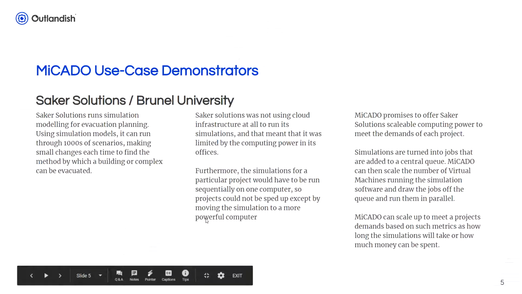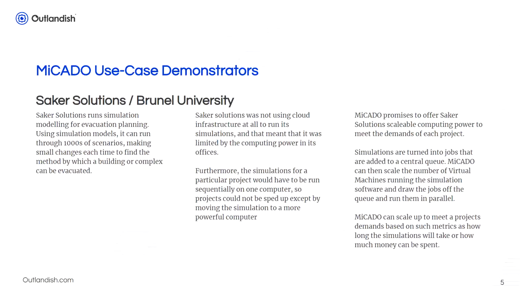The second use case demonstrator was Seika Solutions and Brunel University. Seika Solutions runs simulation modeling for evacuation planning. So when a nuclear power station melts down, it's their job to make sure that people get out on time. They use sophisticated scientific software to model how people move in a situation. And they run through thousands of scenarios in order to find the optimal best planning for a particular scenario. They were not using cloud infrastructure at all.